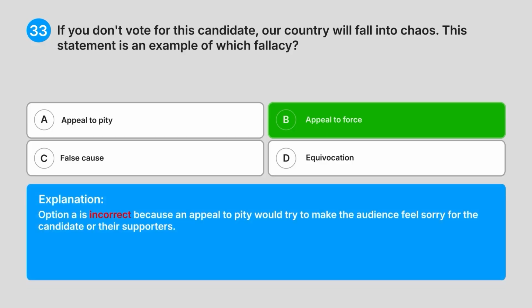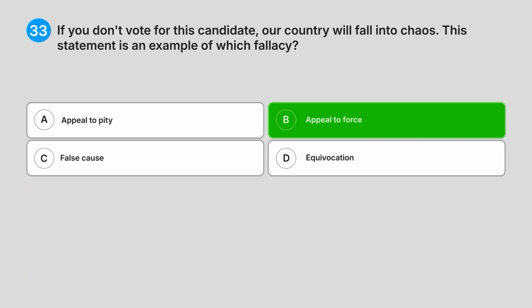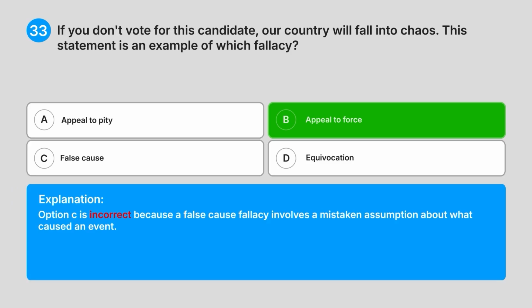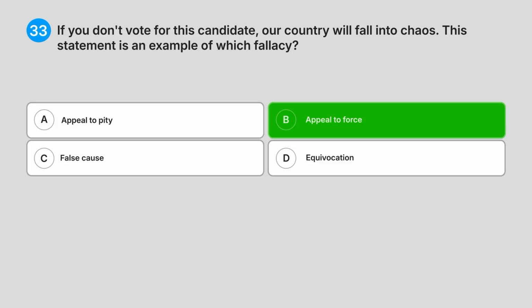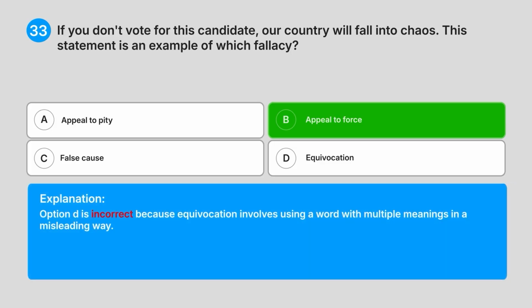Option A is incorrect because an appeal to pity would try to make the audience feel sorry for the candidate or their supporters. Option C is incorrect because a false cause fallacy involves a mistaken assumption about what caused an event. Option D is incorrect because equivocation involves using a word with multiple meanings in a misleading way.